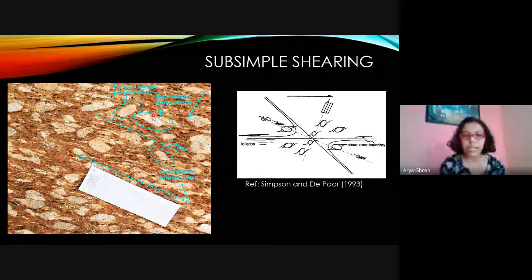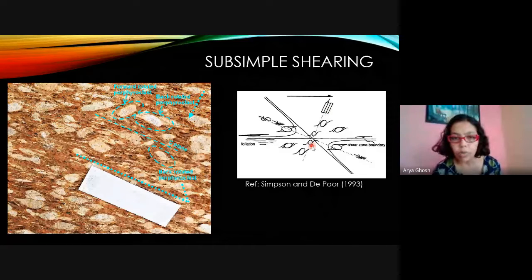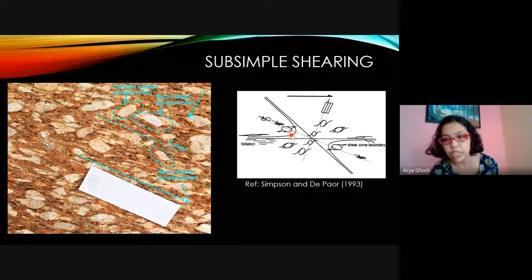When we get back-rotated clasts, if we look at the work of Simpson and De Paor, 1993, and their subsequent works, we can see that only if there is a pure shear component along with the simple shear component can we expect back-rotated clasts, because the simple shear component will always try to rotate all the grains in the same direction, towards the direction of shear. If there is a significant pure shear component, then some of the clasts which make a small angle with the shear plane will rotate towards the opposite direction due to this pure shear component. So that happens here.